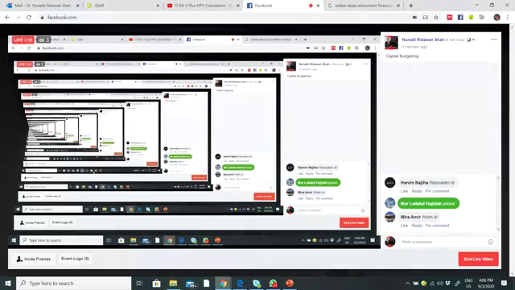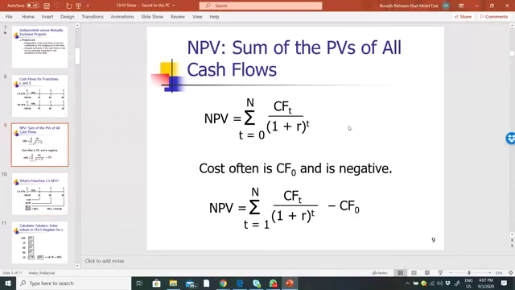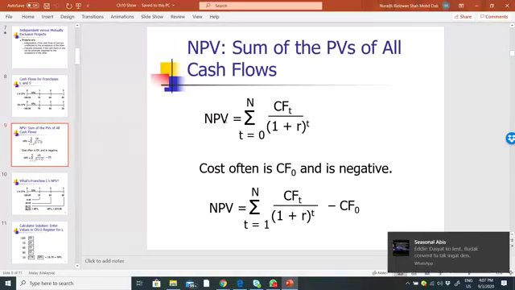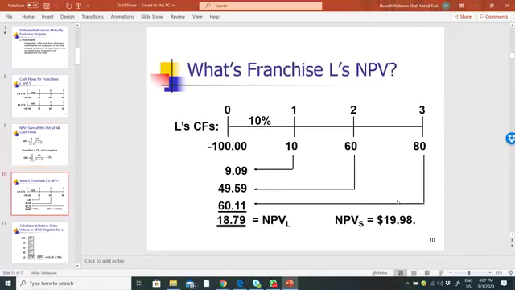Okay, we continue on. Basically, we have done the capital budgeting based on the NPV. You discount all your cash flow to year zero, minus the initial investment, then you get the NPV. For example, for these two projects, project L and project S, we will choose project S because it gives us more return, 19.98 as compared to 18.79.